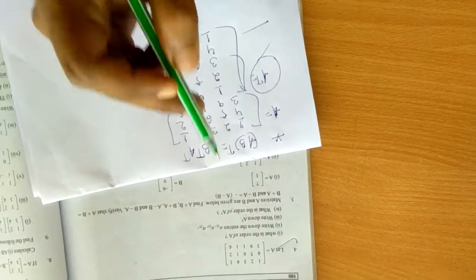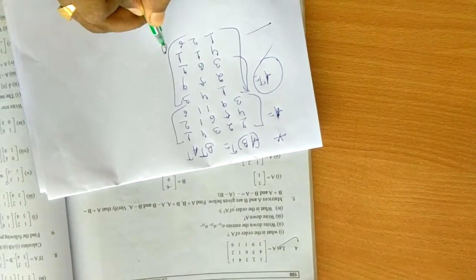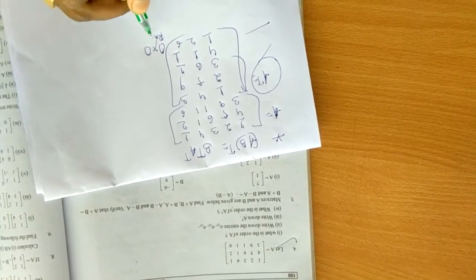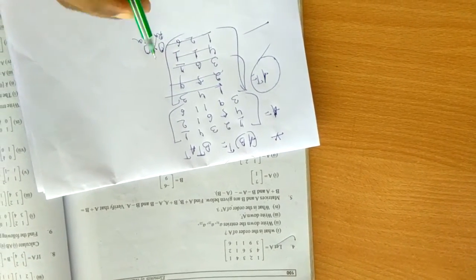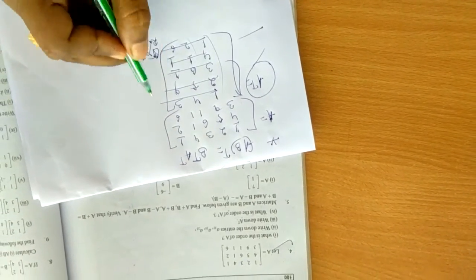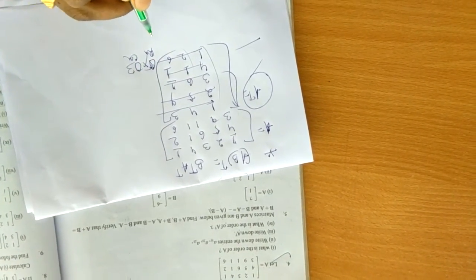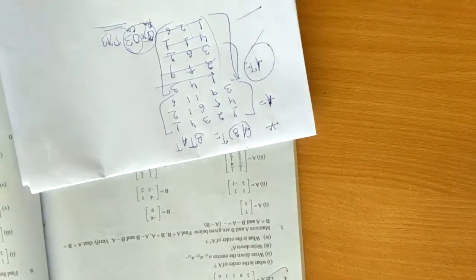And what is the order of this A transpose? Order means number of rows into number of columns. Number of rows, this is the rows number, this is the columns number. So the rows will be 1 2 3 4 5, so the number of rows is 5. The columns are 1 2 3, the column number is 3. This is the order of 5 by 3. 5 by 3 order matrix.